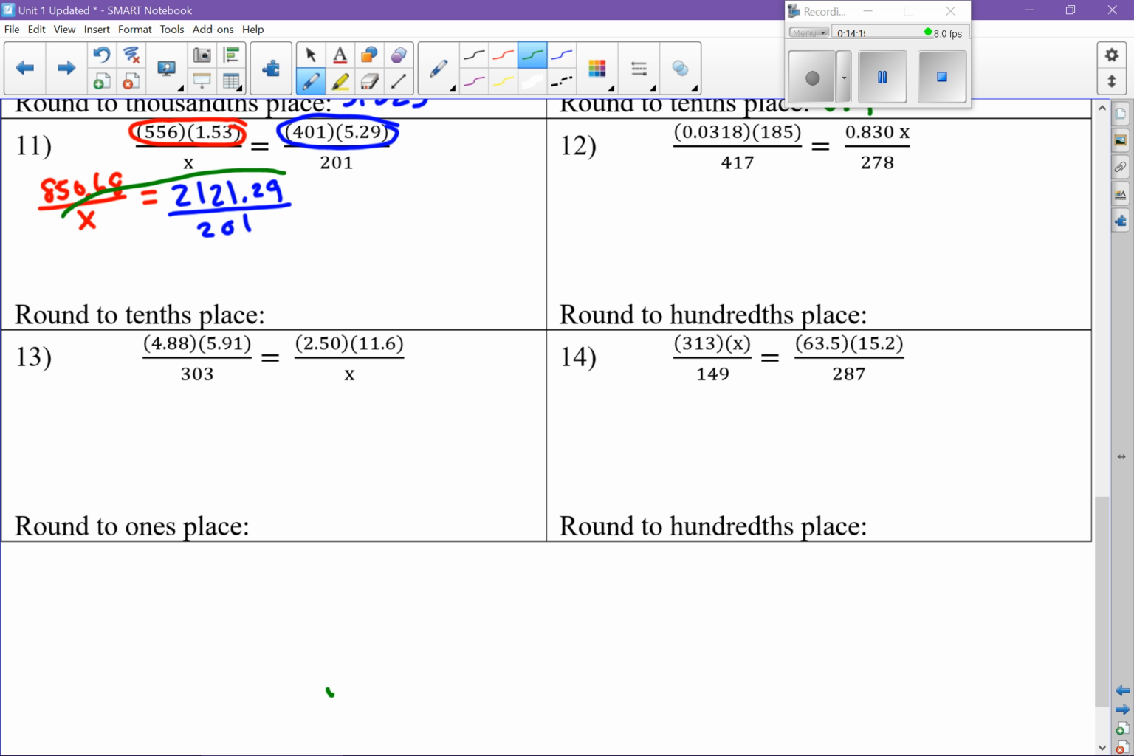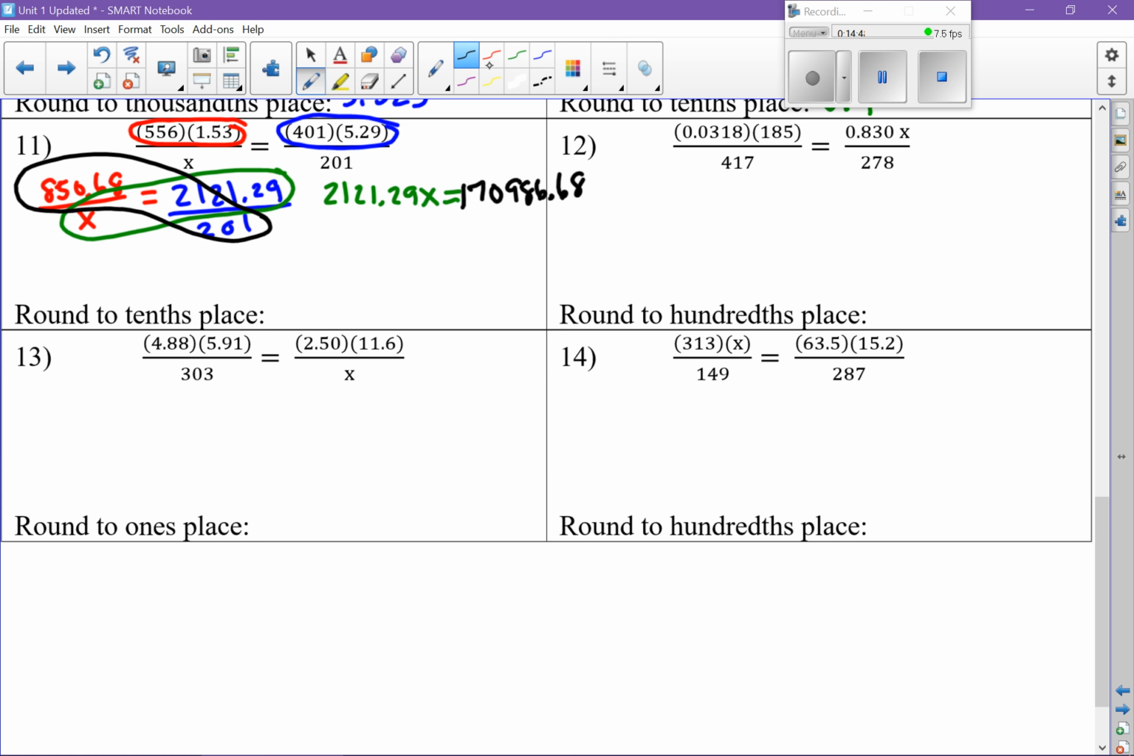So if I cross in this direction, I get 21.29 x equals, if I cross in this direction, multiply those two numbers together, then you're going to get, oh, this is really long, 170,986.68. Whew. Now you just have to get x by itself, so all you need to do now is divide by the thing that's touching the x, which is this 21.29. Divide both sides by that.